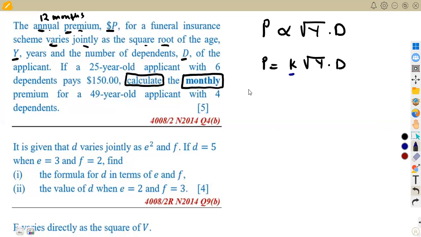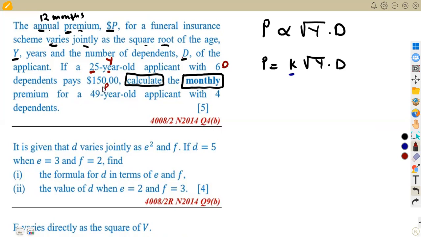Joint variation, direct variation, inverse, partial variation: always you have to calculate the constants. So what are we given on the first information here? At 25 years, the number of years, Y is representing that, so here we are given the value of Y with the 6 dependents. The dependents are given by what? By D. So we are given these 6 dependents, and the payment is $150.